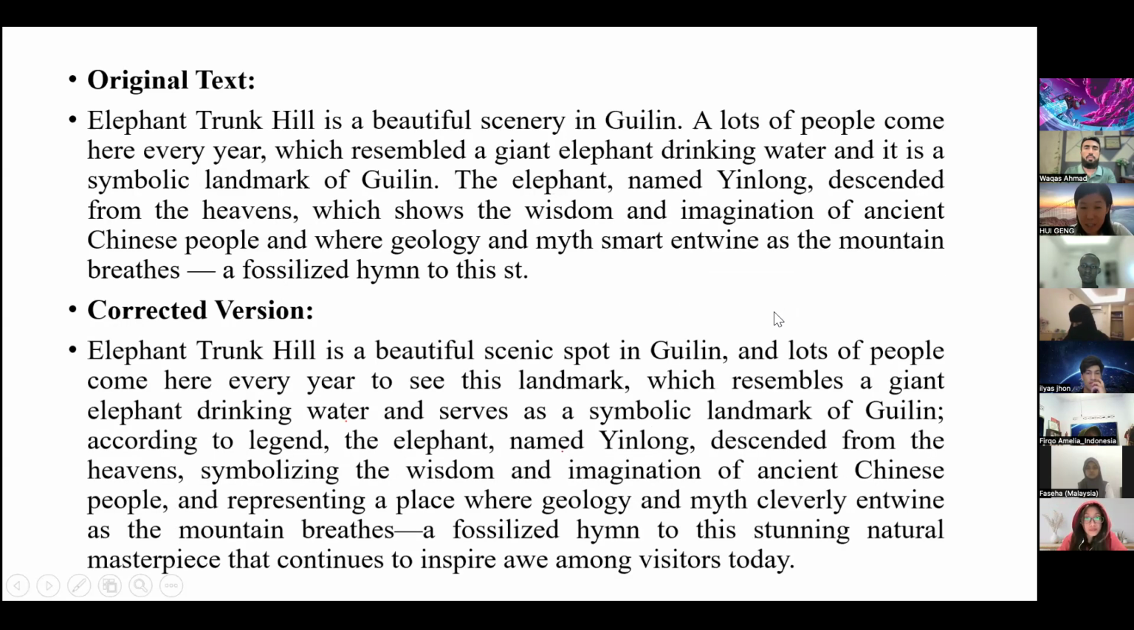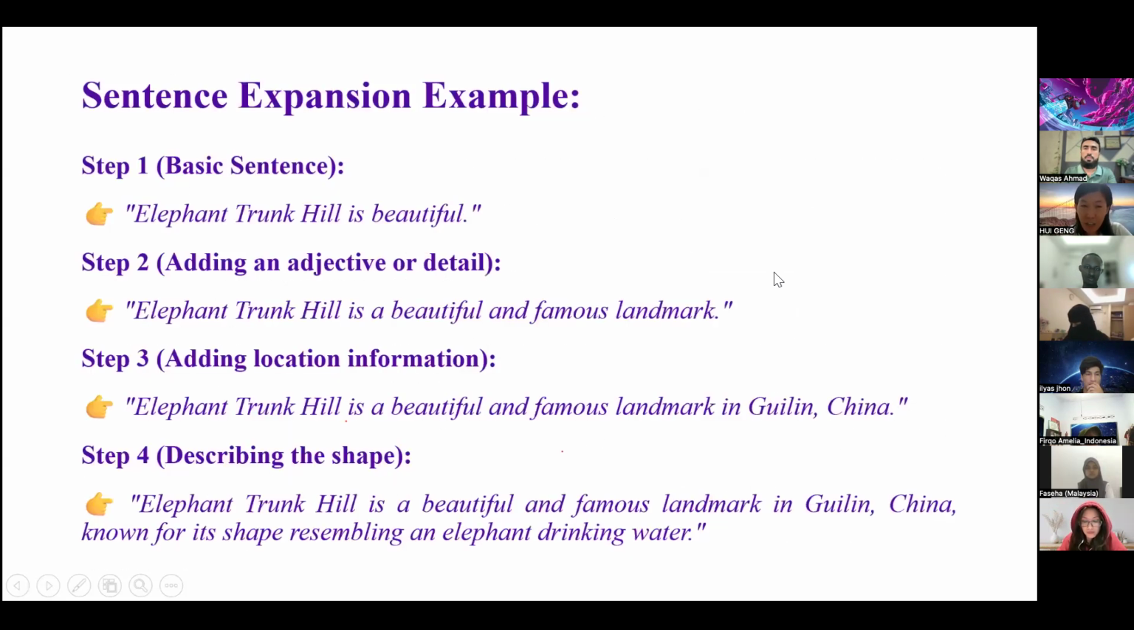So we have done this for several groups. And later on, I try to show them how the sentence can be extended. I show them the example. All right? So the first step, we have the basic sentence, Elephant Trunk Hill is beautiful. And after that, we can add an adjective or detail. For example, Elephant Trunk Hill is a beautiful and famous landmark. Yeah, just as what our friends have just done. It's excellent. And step 3, adding location information. Elephant Trunk Hill is a beautiful and famous landmark in Guilin, China.